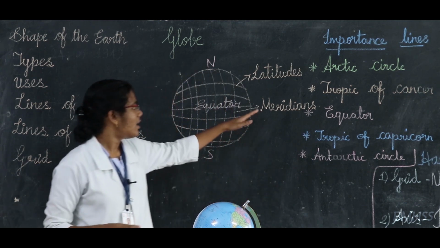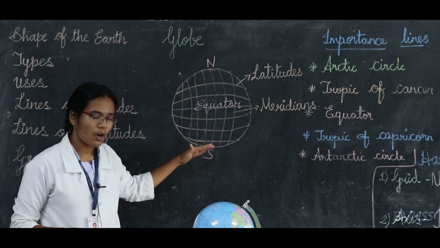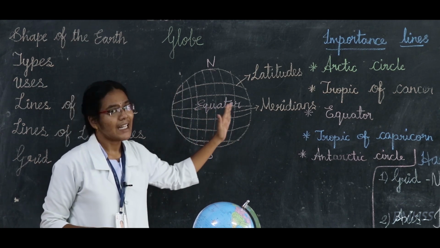Okay children, listen here. The lines which run from the North Pole to the South Pole are called lines of longitude. The total number of meridians is 360.